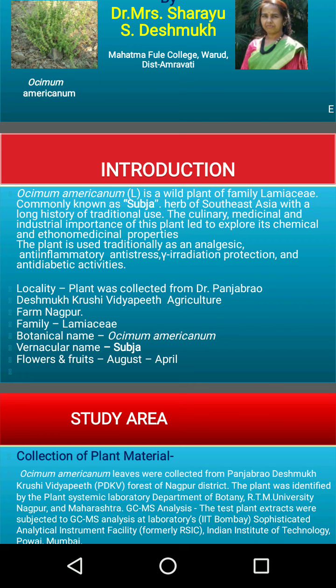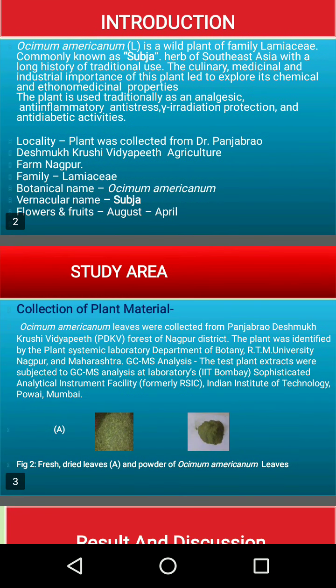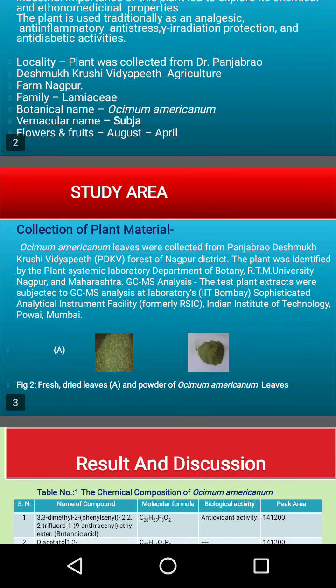Locally the plant was collected from Dr. Panjabrao Deshmukh Krishi Vidyapeeth Agriculture University. I collected it from the PDKV Forest, Nagpur. It belongs to family Lamiaceae. The botanical name of this plant is Ocimum americanum. The vernacular name of this plant is sabja, and the flowering and fruiting time is August to April.